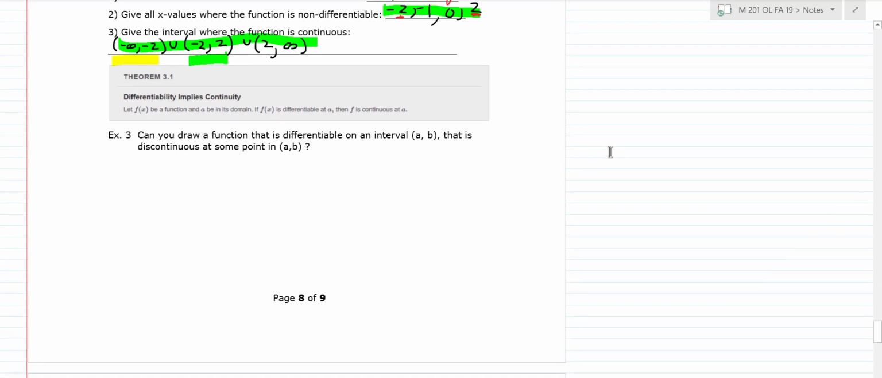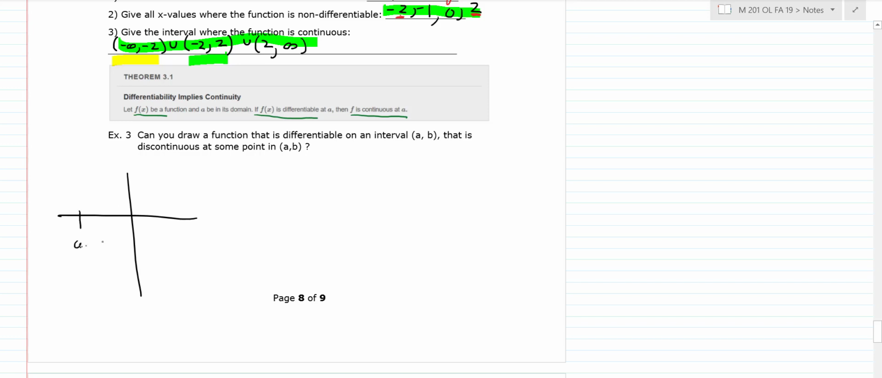Next thing I'm going to look at is differentiability implies continuity. So this is a theorem. It says you have a function. If it's true that f is differentiable, then f is continuous at a. So my question is, can you draw a function that's differentiable on an interval that is discontinuous at some point? Well, you can kind of think through this a little bit.